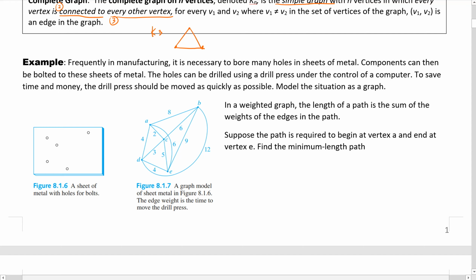So here we have a sheet of metal with holes for bolts. If we draw it as a graph, this is A, this we call B, and we have C, D, and E. Then we form a graph. You see there are a lot of edges connecting them, and each edge has a number over it. This number denotes the time to move the drill press. So this is a weighted graph.